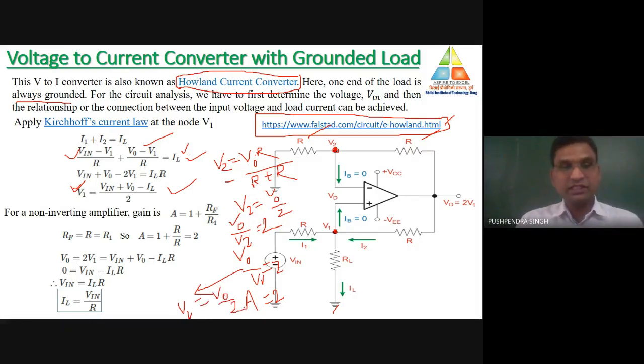So there are two relationships. Now, what is the value of V1? V1 is equal to V0 divided by 2. And what is gain? Gain is also equal to 2. I hope that would be clear to all of you.